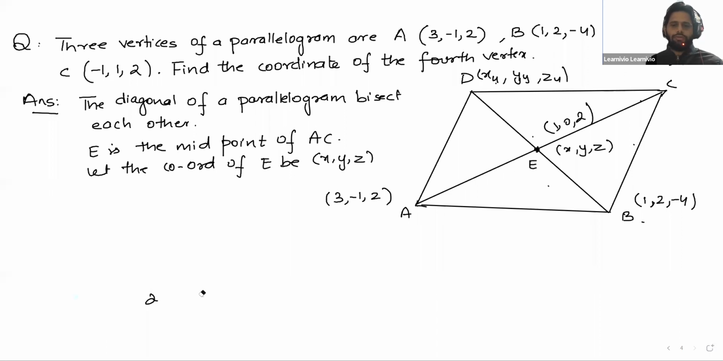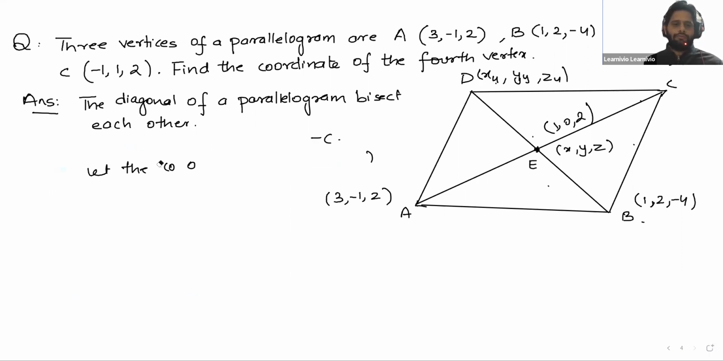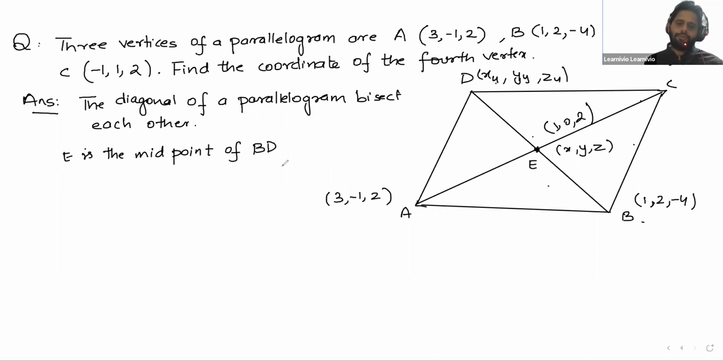Now we need to find x4, y4, and z4. So we can say E is the midpoint of BD. That means (1 + x4)/2 is equal to 1. So from this we get 1 + x4 is equal to 2. So we get x4 is equal to 1.